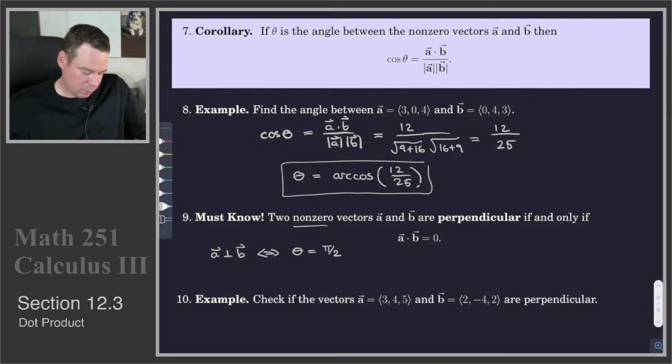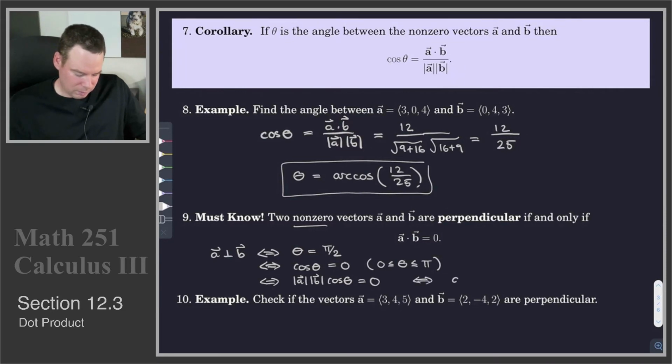So they're perpendicular if the angle between them is 90 degrees, or pi by 2 radians. But that happens precisely when cosine of the angle between them is 0, and that's because when we talk about the angle between two vectors, it's a value between 0 and pi. So the only value between 0 and pi that has a cosine of 0 is precisely pi by 2. So they're perpendicular precisely when cosine of the angle between them is 0, and since the two vectors are non-zero, then that happens precisely when the length of A times the length of B times cosine of the angle between them is 0, and that is precisely the dot product.